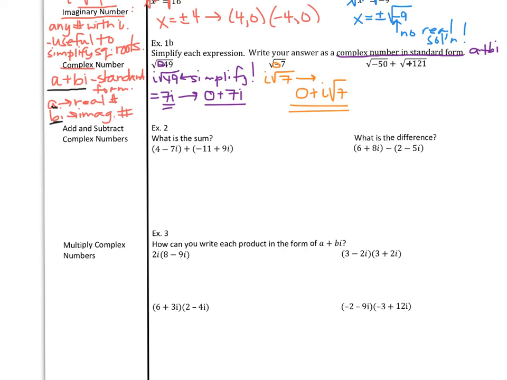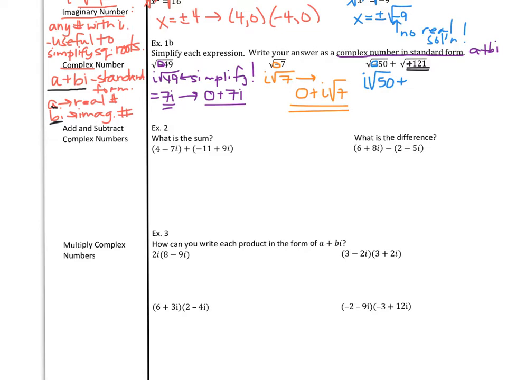Let's try the last one. I've made a small adjustment to this one. We have the square root of negative 50 plus the square root of positive 121. The first thing you'd want to do if you have a negative inside the radical is factor that negative out simply by putting i in front. And then we have positive 50 on the inside. And then the square root of 121, make sure you keep that positive.